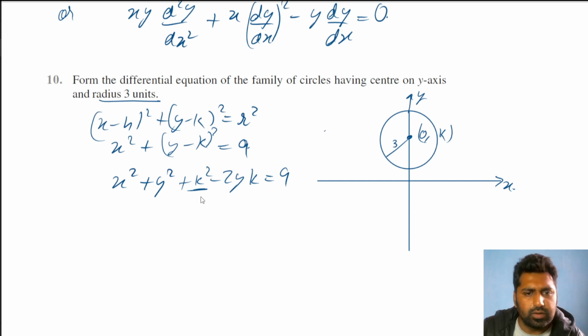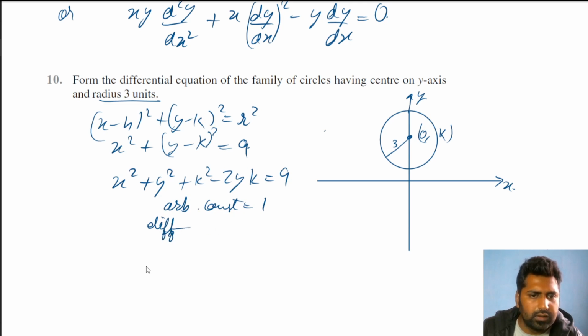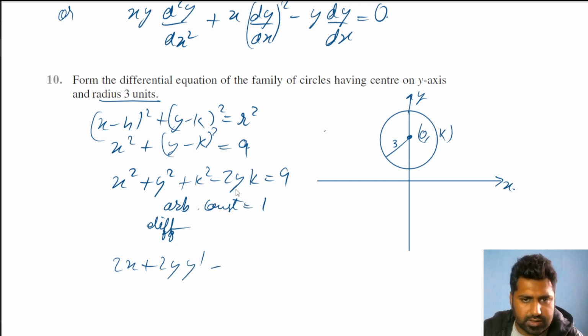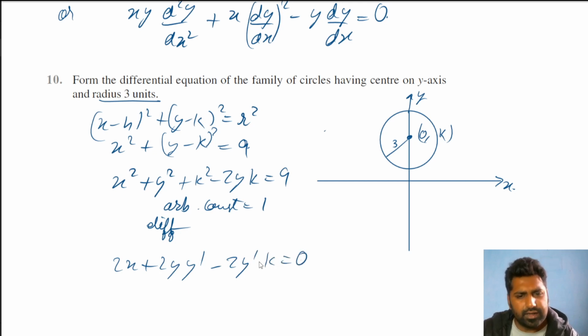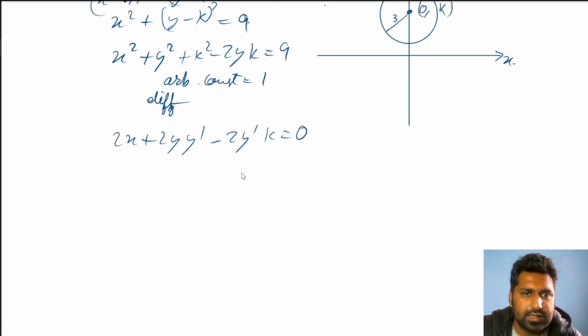We have only one arbitrary constant, so directly differentiate one time. So 2x plus 2y y dash, the derivative of k square is 0 since it's a constant, minus 2y dash k is equal to 0. Get the value of k and put it in this equation. This time it will be slightly complicated.